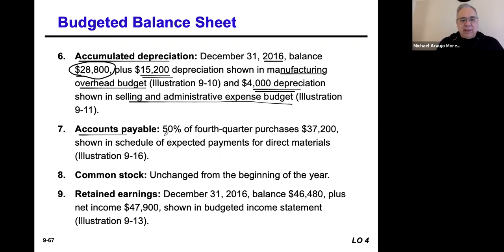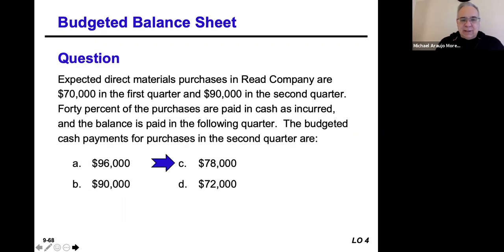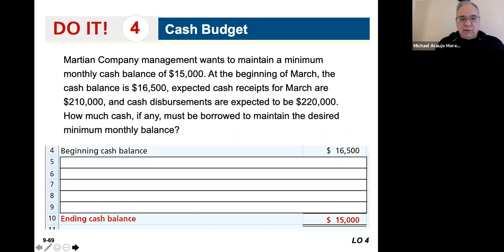Your accounts payable is, again, the way we do our direct materials. We pay half of it in the quarter now. We pay the rest in the next quarter. At the end of the year, you're going to owe 50% of that fourth quarter. So that's your payable. No change in common stock. But as you know, retained earnings had a balance of 46,480. But you just showed in your budgeted income statement that you think you're going to have a $47,900 profit. So you're going to add those together. And that's how we would do a budgeted balance sheet.